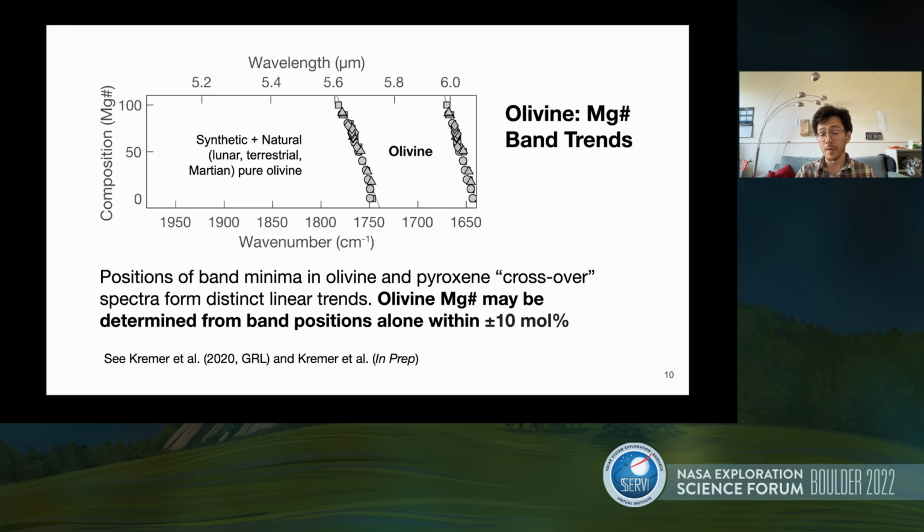On the left-hand side, we have Mg number. On the bottom axis, we have the wave number of the band minimum positions of the 5.6 and 6 micron bands. And what we see is that across this large data set, olivine Mg number forms a strong and distinct trend, meaning that using band minimum positions alone, we can determine olivine Mg number with intermediate infrared spectra within plus or minus 10 mole percent Mg. That was a pretty cool result.